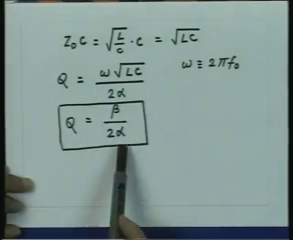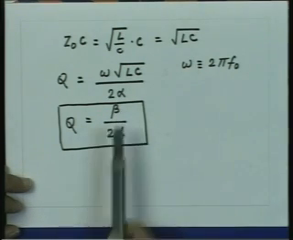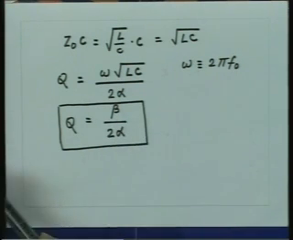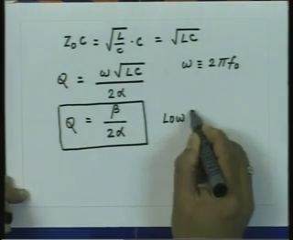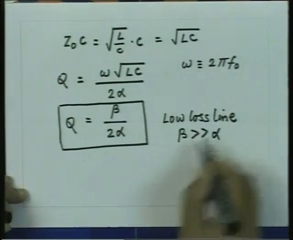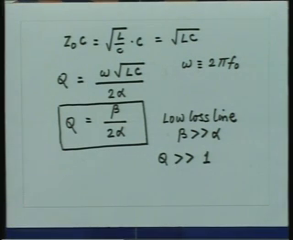So, now the quality factor is related to the phase constant and the attenuation constant of the transmission line. For a low loss line, beta is much greater than alpha, so this quantity is very large. So, Q is much greater than 1, and that is a very useful property: when we go to high frequencies, a section of a transmission line can give me a very high quality factor circuit.